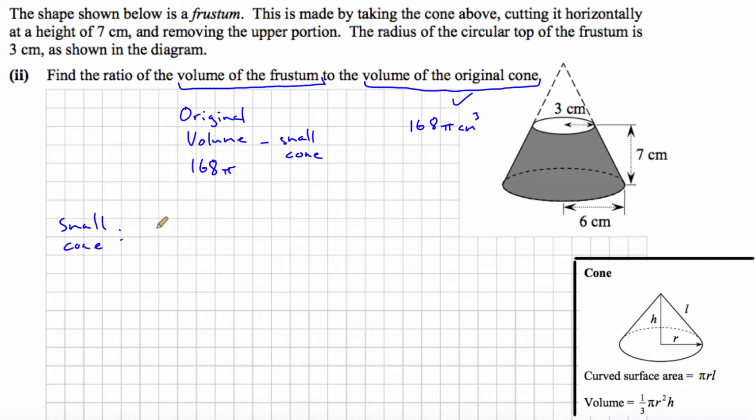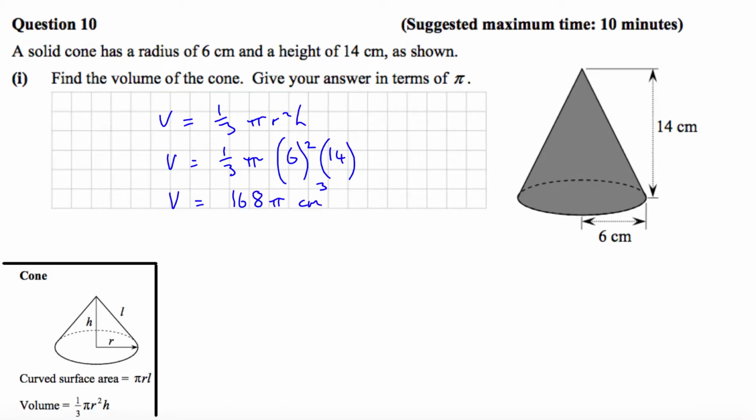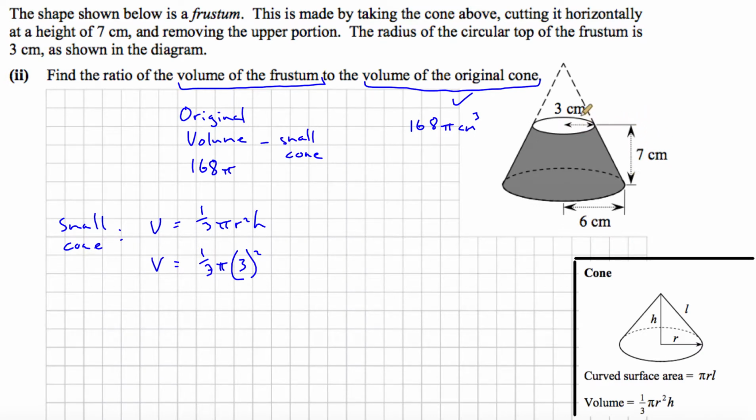The small cone, the volume of that will be again 1/3 pi r squared h. So for us that's going to be 1/3 pi. The radius of the small cone is 3 centimeters, so that's squared, by the height. And what's the height of this? Well, the original had a height of 14. So if we make the cut at 7, that leaves another 7 here. For the height of the small cone, it's also 7. So the h for the small cone is 7.